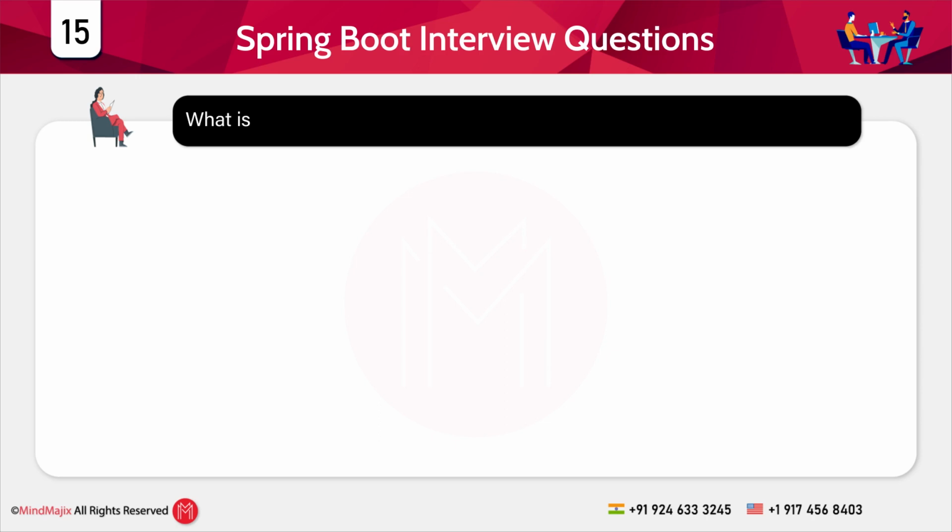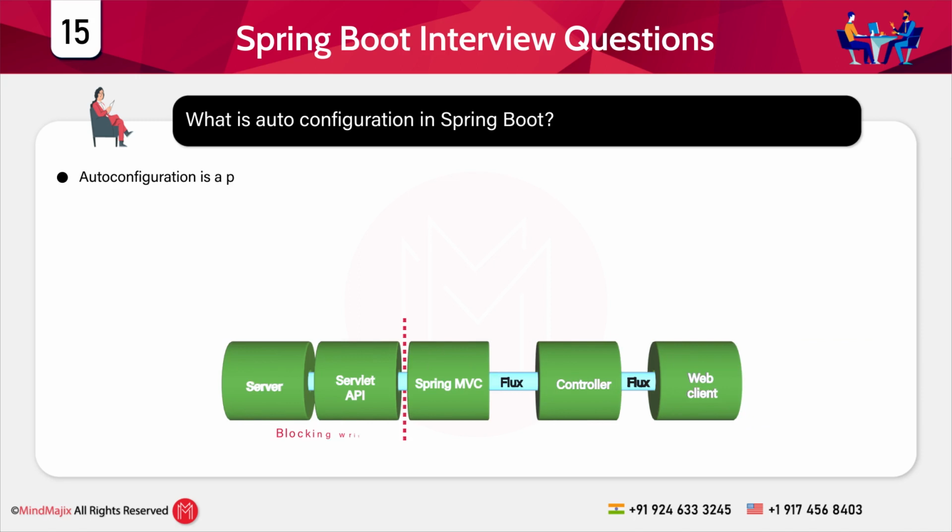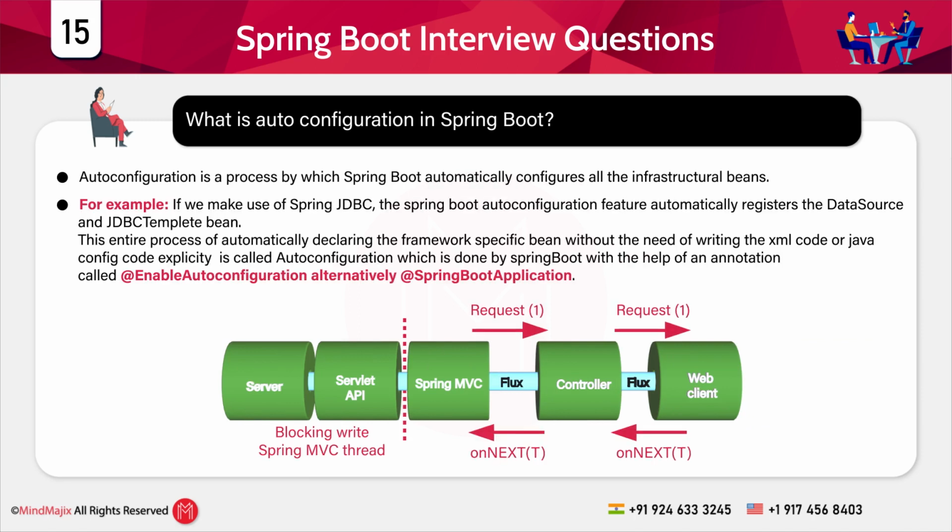One more question is, what is auto configuration in Spring Boot? Auto configuration is basically a process by which Spring Boot automatically configures all the infrastructural beans. For example, if we are trying to work with Spring with JDBC, then the Spring Boot auto configuration feature automatically registers the data source and JDBC template bean. The entire process of automatically declaring the framework-specific beans without the need of writing XML code or Java config code explicitly is called auto configuration, which is done by Spring Boot with the help of one simple annotation, that is either @EnableAutoConfiguration, or alternatively by default it comes with @SpringBootApplication.